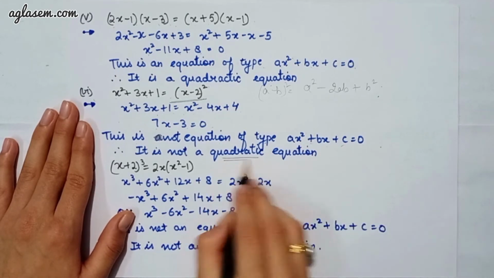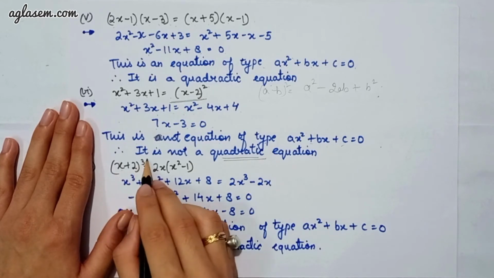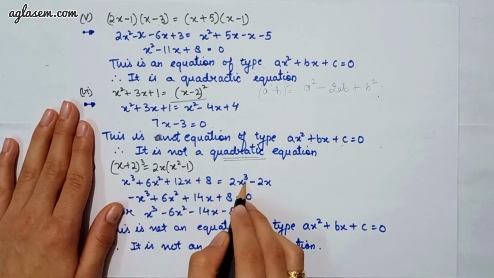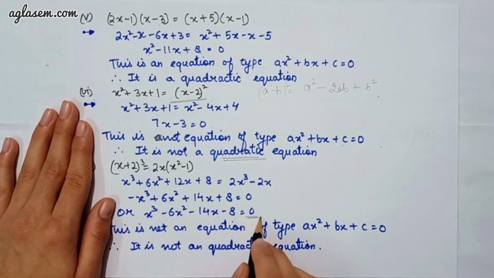Therefore it is not a quadratic equation. Seventh part says (x plus 2) whole cube equals 2x into (x square minus 1). So after solving it, we will get an equation, that is x cube minus 6x square minus 14x minus 8, which is equals to 0. So it is not any quadratic equation.